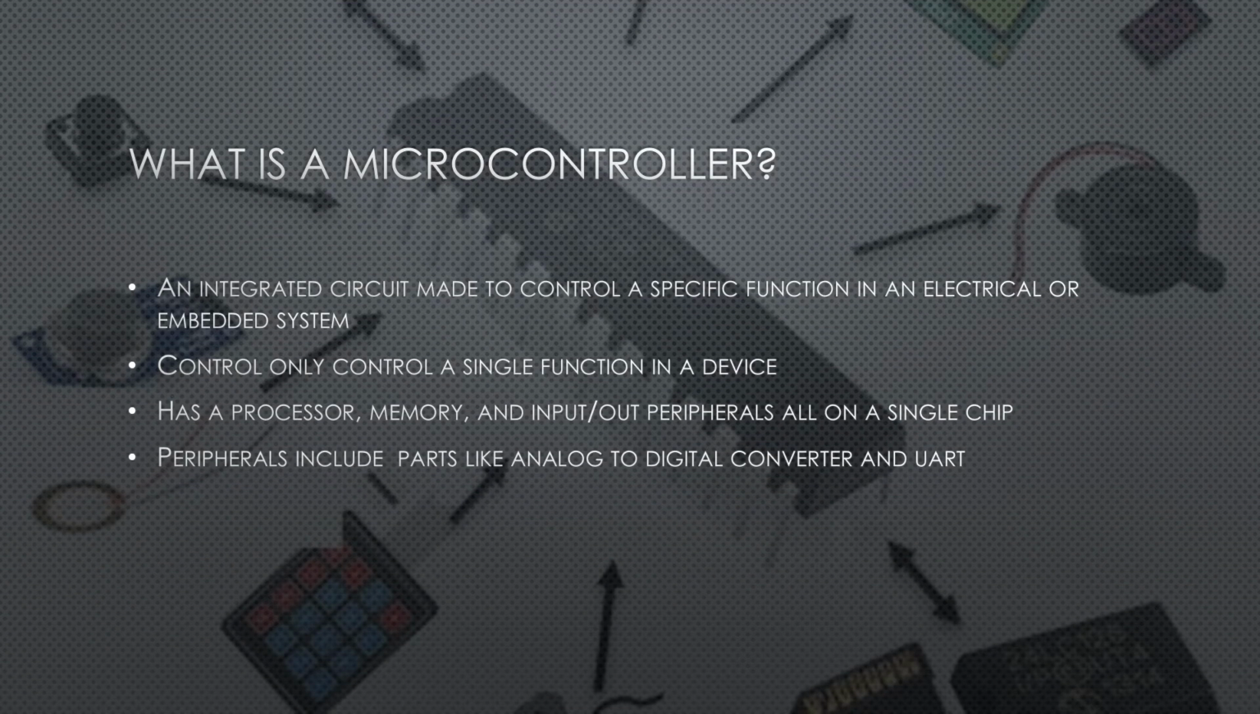Now, in order to start off this presentation, we need to ask ourselves, what exactly is a microcontroller? What it essentially is, is just an integrated circuit made to control a specific function in an electrical or embedded system. As you can see, unlike a CPU in a computer, it only controls one specific function in any device. And any microcontroller is comprised of certain parts such as a processor, an amount of memory, or RAM, and input-output peripherals, all on a single chip. Some peripherals that a microcontroller can have are an analog-to-digital converter, a digital-to-analog converter, a UART, and a temperature sensor.